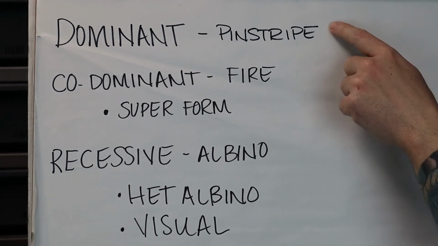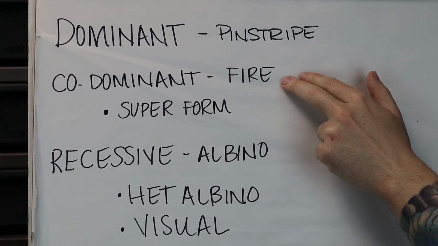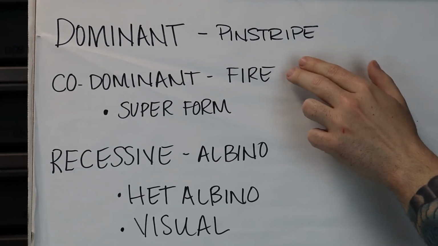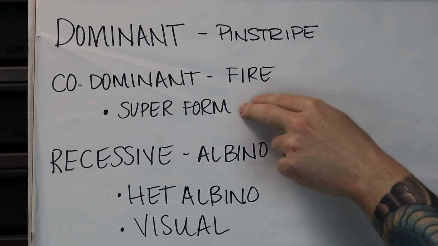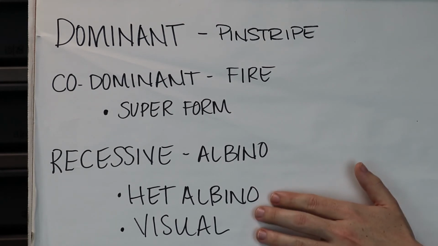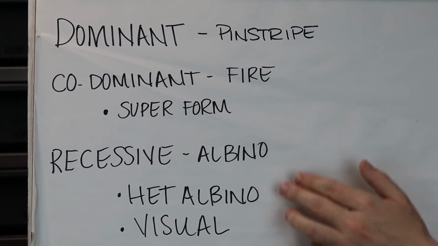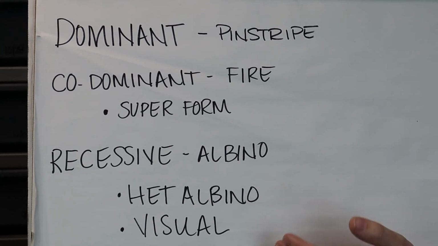There we go. So, dominants, they either have it or they don't. Codominants, they have it or they don't. If both parents do have it, you can get a super form of it. And recessive, you kind of have two versions in adults. You either have it being a het, which means it's not visual, but it carries the gene, or you can have a visual. So in this case, a visual albino. So that's kind of the 101, the basics. I want you to understand the terminology.